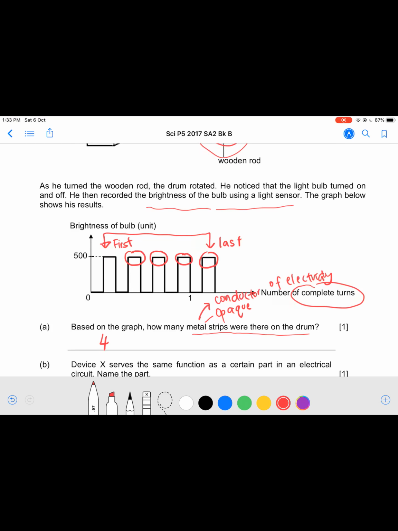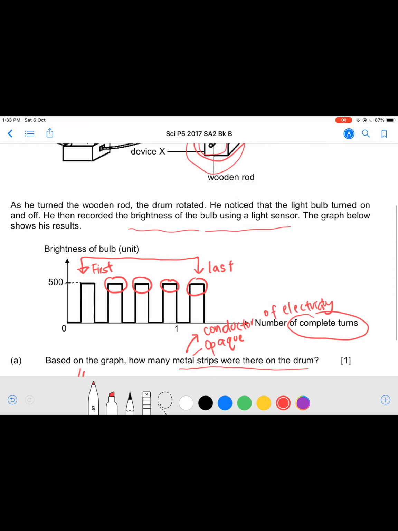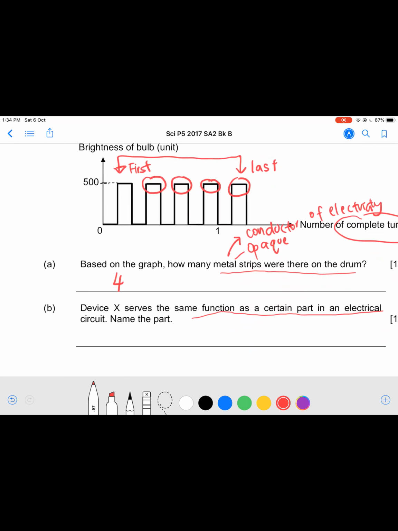Device X serves the same function as a certain part. So the device X is what? Device X is the picture, this thing, right? So you can actually switch on, switch off, switch on, switch off, because of the metal, plastic. So name one thing that is in an electrical circuit.